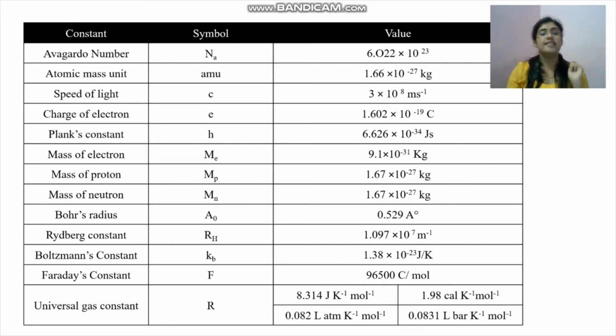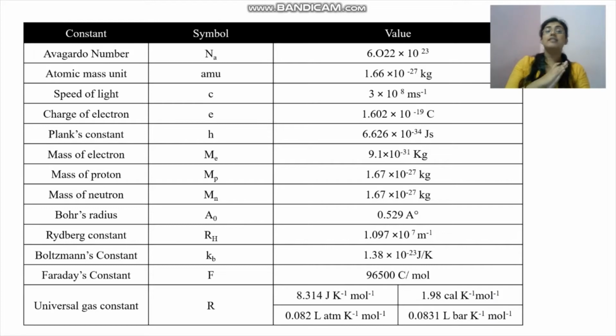The next one is the Bohr's radius, given by a naught. For calculating the radius of an orbit, we use the formula radius is given by a naught into n square by Z. So that value is 0.529. The radius is given by 0.529 n square by Z, where Z is the atomic number and n is the principal quantum number of that orbit or of that atom. We get the value in Angstrom. It's not in meters, it's not in SI unit, it's in Angstrom.